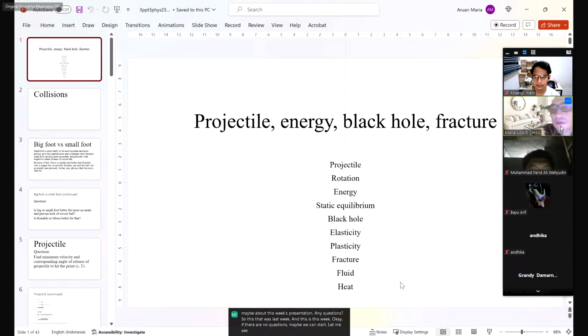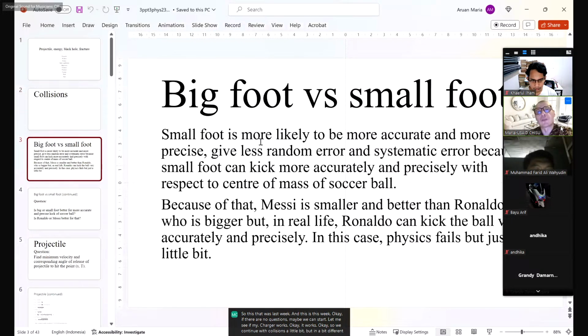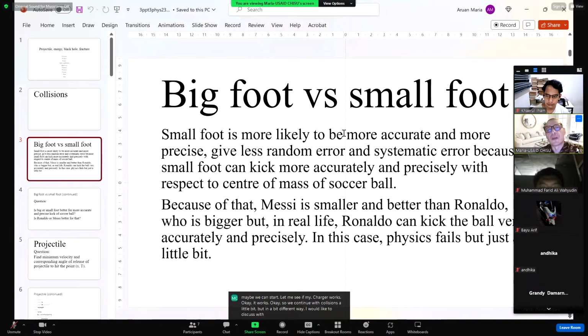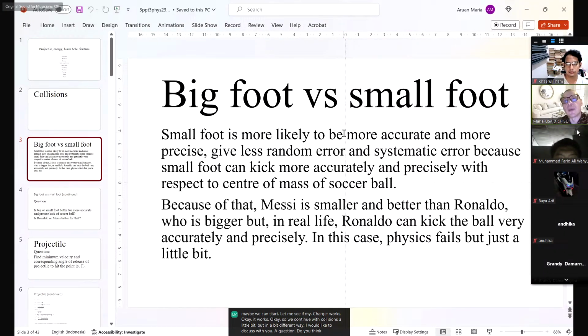Let me see if my charger works. Okay, it works. So we continue with collisions a little bit, but in a different way. I would like to discuss with you a question. Do you think Messi or Ronaldo will be better at kicking the soccer ball accurately and precisely?